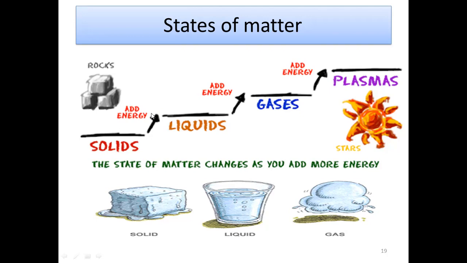If you provide energy to the solid, the solid will melt and convert into liquid. Further, if you provide energy to the liquid, it is going to evaporate and convert into gas. And still, if you further provide energy to the gas, it is going to be ionized and form plasma. We are going to discuss this in today's lecture.